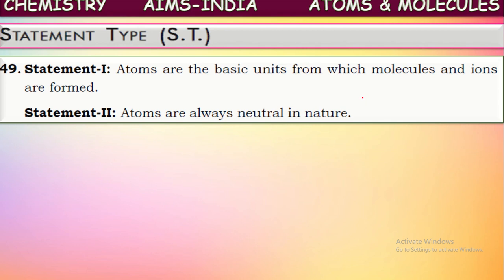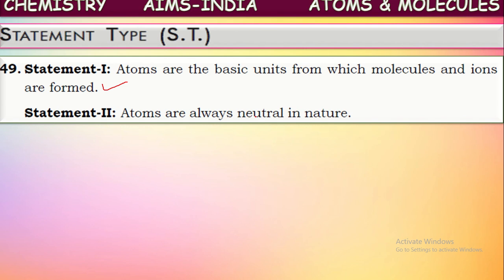Isn't it? It is a correct statement. Atoms are the fundamental and basic units of every matter. From these atoms, either molecules or ions are formed. By the combination of one or two atoms, molecules are formed. Either by losing or gaining electrons, these atoms form ions. So this statement is true.